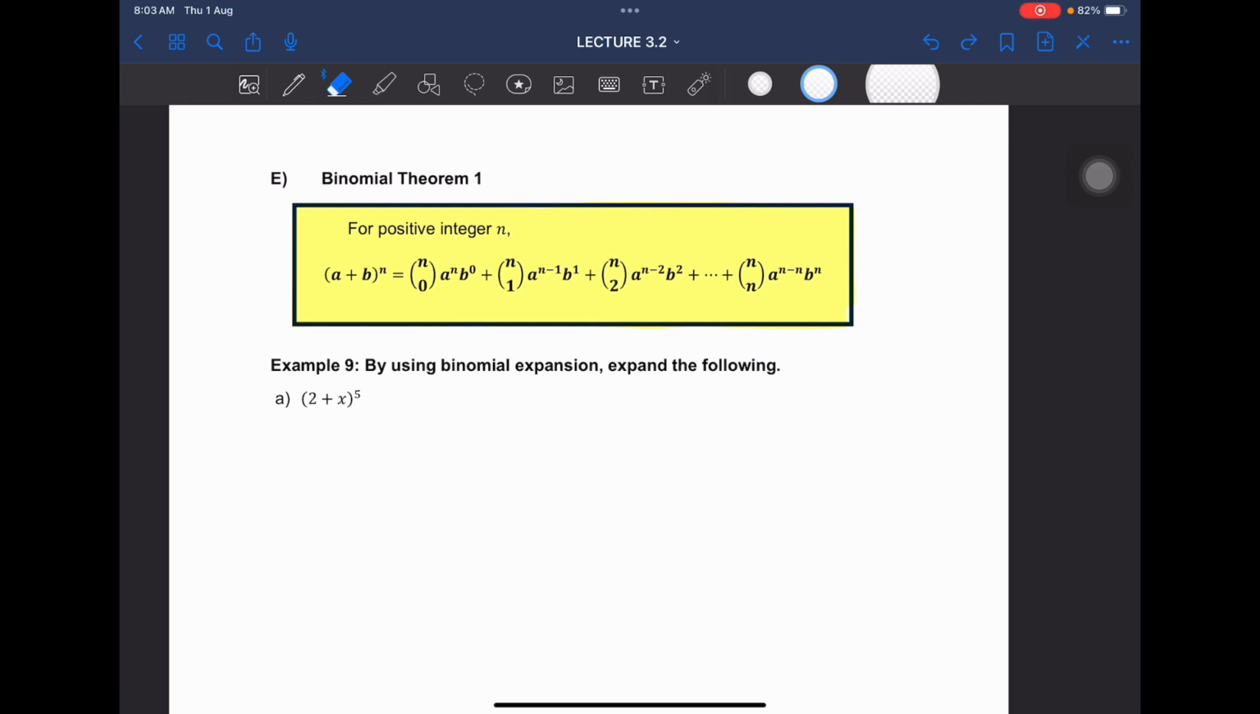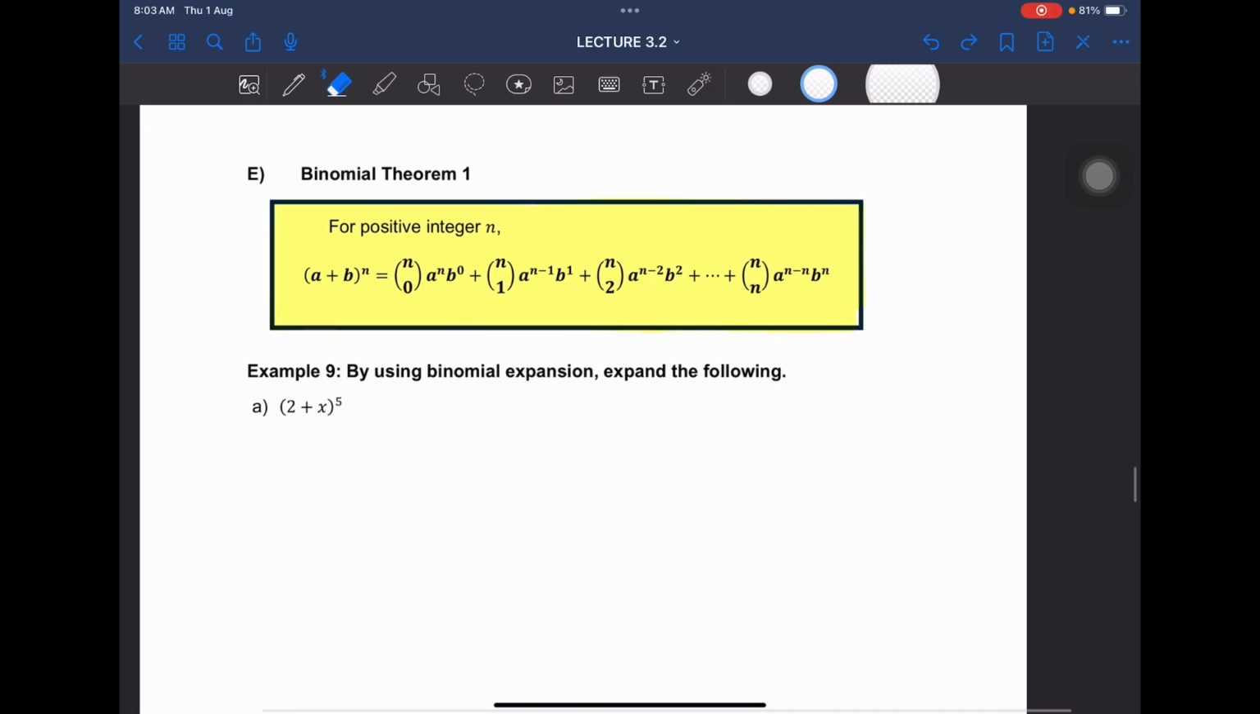Okay, so in this video, saya akan sambung dengan Binomial Theorem 1. So this is the formula you're going to use. So bila kita akan pakai theorem ni ataupun formula ni, it is when we have a plus b to the power of n, and also our power must be a positive integer. I repeat, it must be a positive integer.